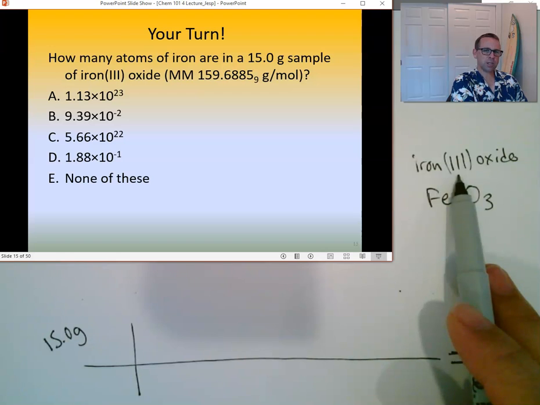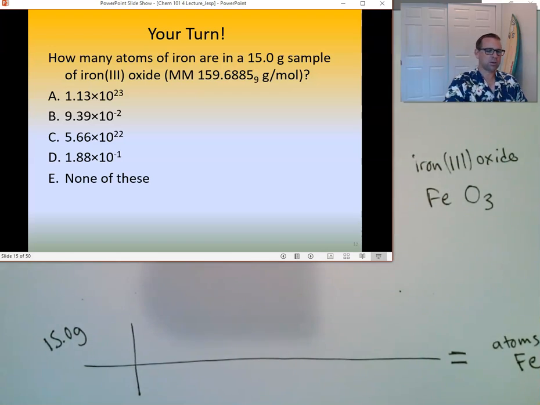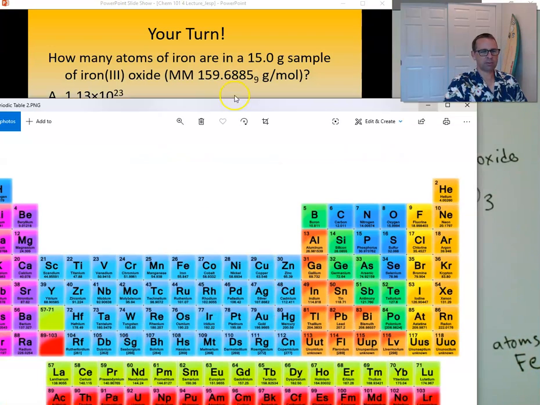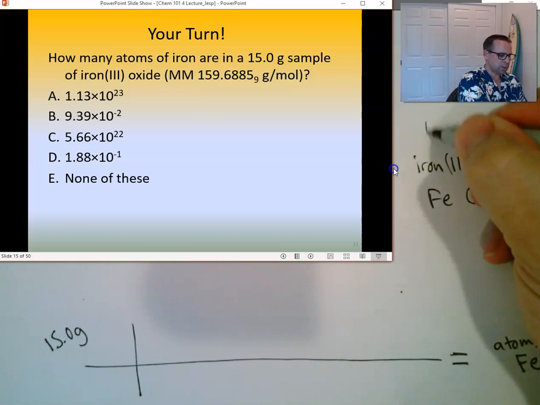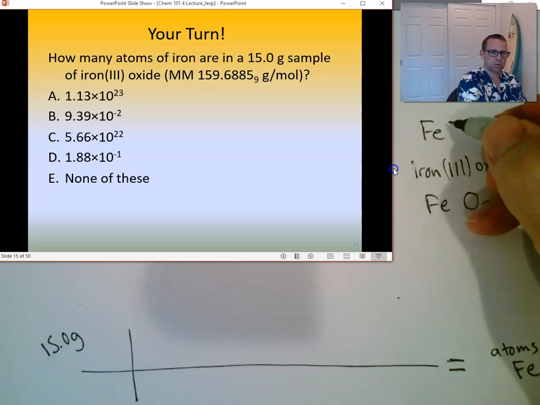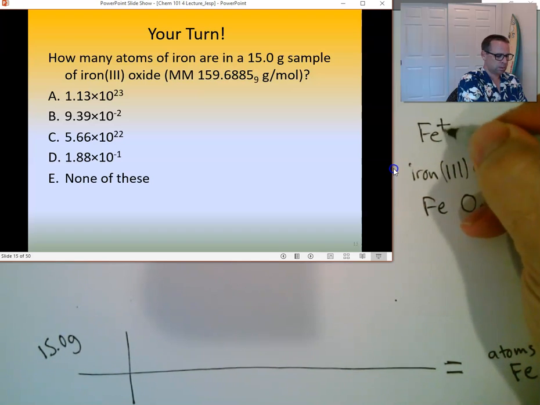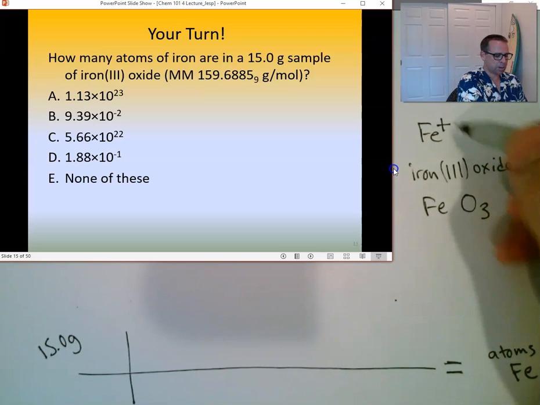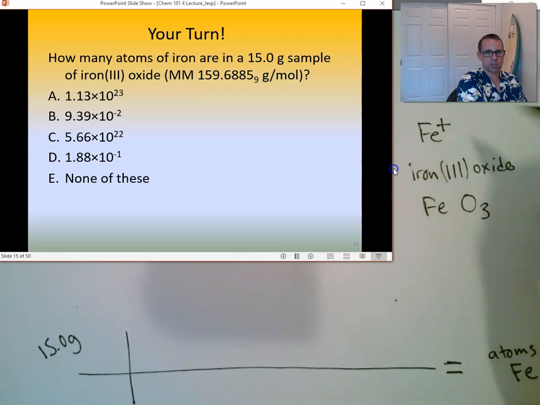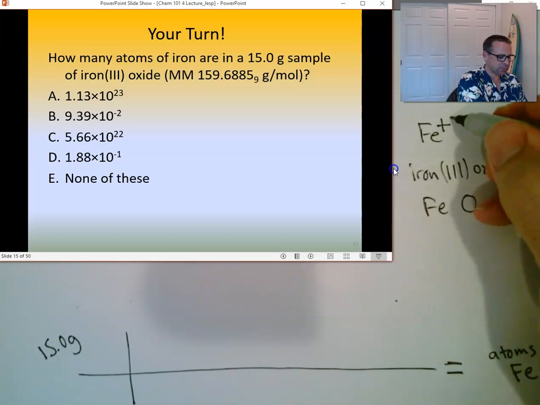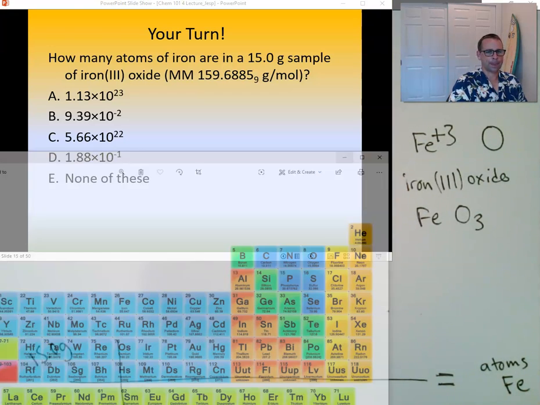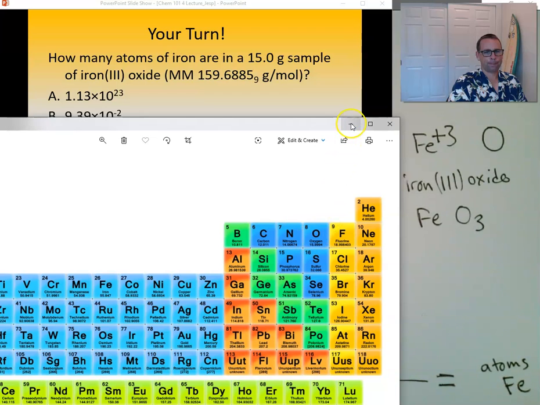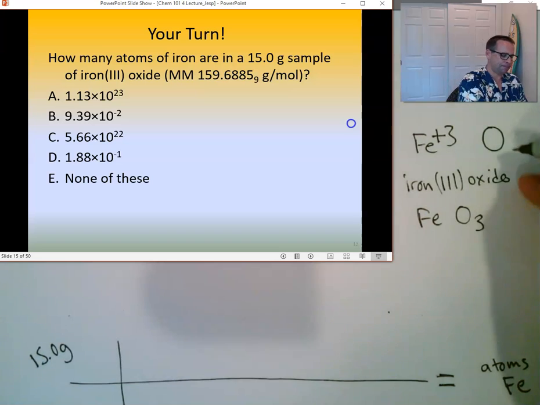No, remember the number tells me the charge, right? Because iron is a transition metal and we have to have a little extra help. So it's telling us the charge on the iron. If I drew the ions up here, the iron ion has what kind of a charge? Positive. What number is it? Positive 3. And the oxide ion, what's its charge?